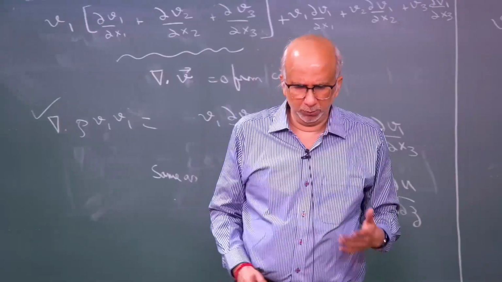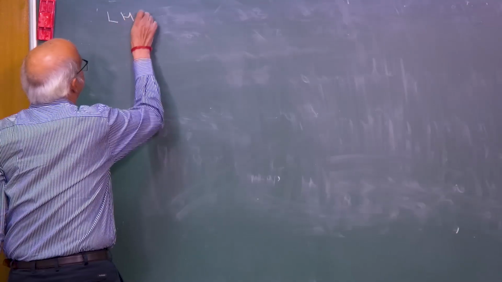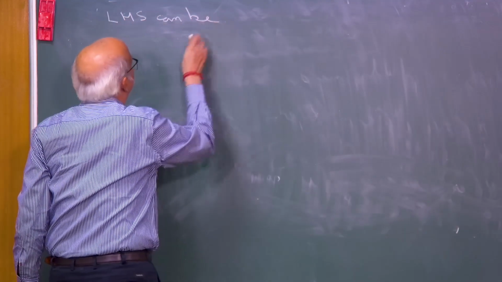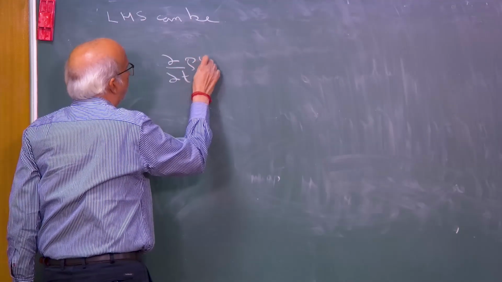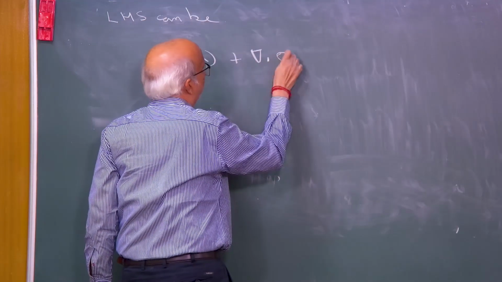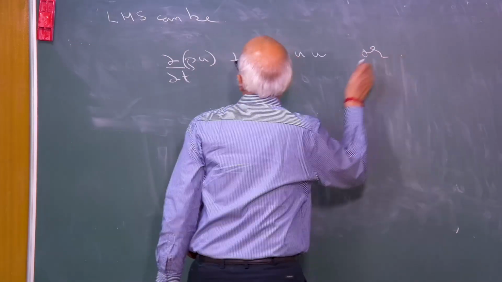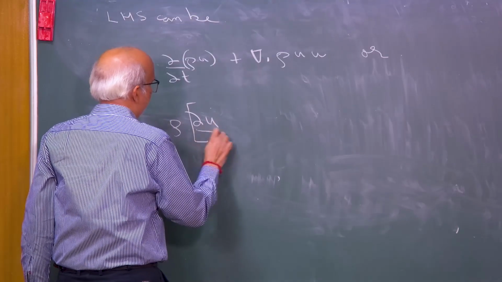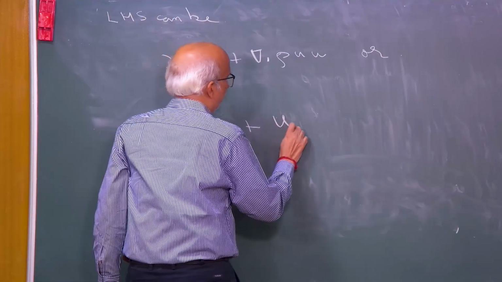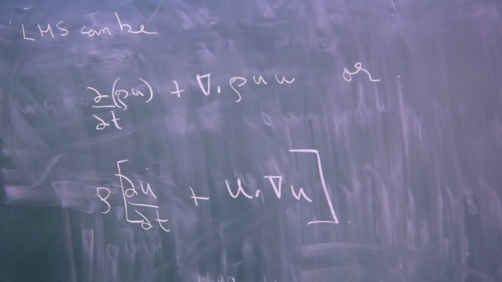So, let me try to say this maybe a bit more clearly. The LHS of the Navier-Stokes equation can be d by dt of rho u plus divergence of rho u u, or it can be rho times du by dt plus u dot gradient of u.